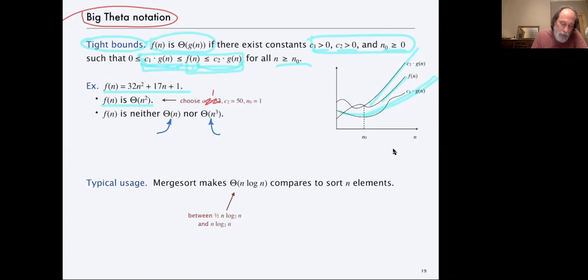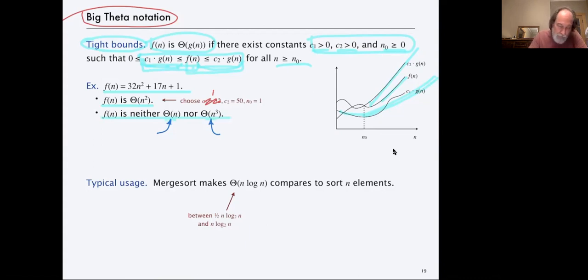But f of n is neither big theta of n nor big theta of n cubed. When we showed the upper bound, f of n is big O of n squared. It's also big O of n cubed. And it's big omega of n squared. It's also big omega of n. But it's not big theta of n or big theta of n cubed.